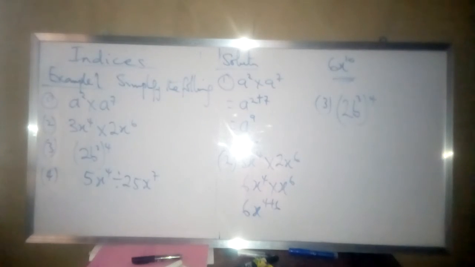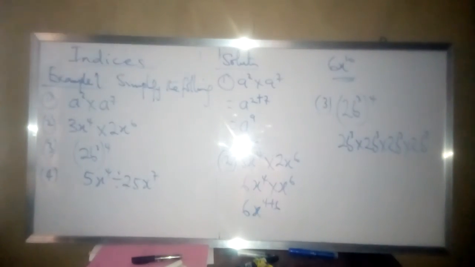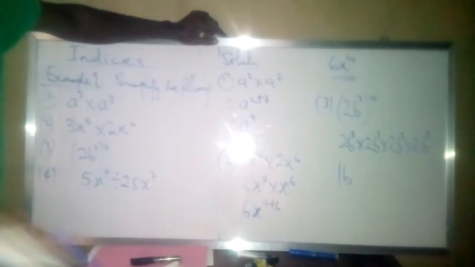The third one, 2b cubed raised to the power 4. So how do we go about this? You have to be careful here, because you have an integer too. This is saying 2b cubed times 2b cubed times 2b cubed times 2b cubed. It means we are multiplying 2b cubed in 4 places. So I know that 2 times 2 is 4, 4 times 2 is 8, 8 times 2 is 16. So that's 16. Now b is common to them, and b is a variable.